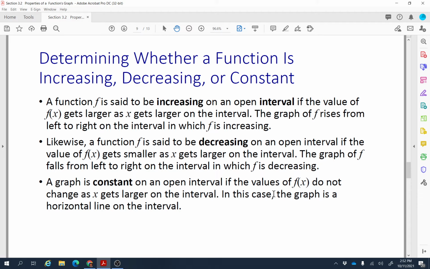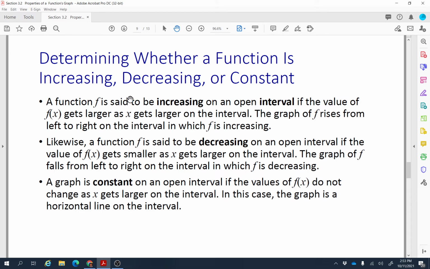If you have a graph, you can always find out whether that graph is increasing, decreasing, or constant. For increasing, the graph should go higher and higher when you move from left to right. Decreasing means the graph should go lower and lower when you move from left to right. And constant means it always gives you the same value.